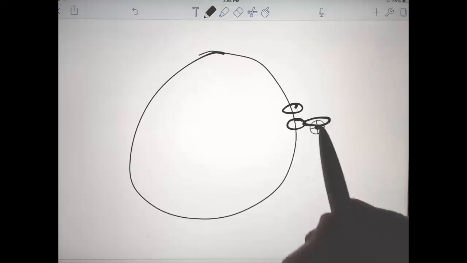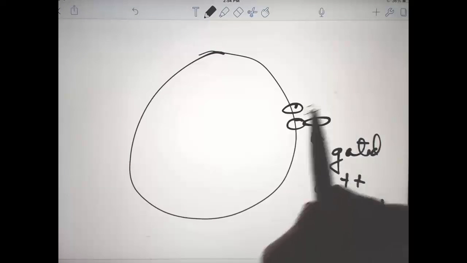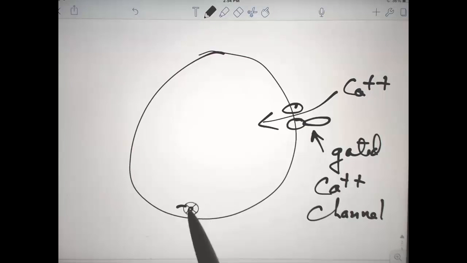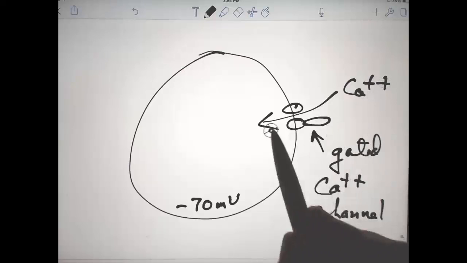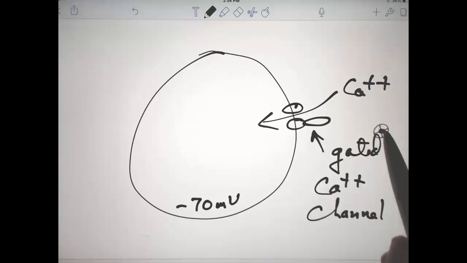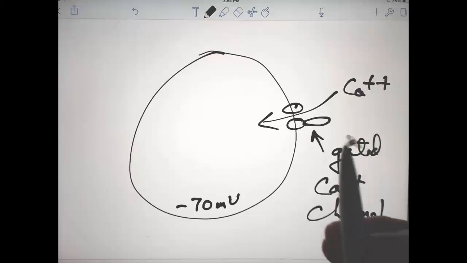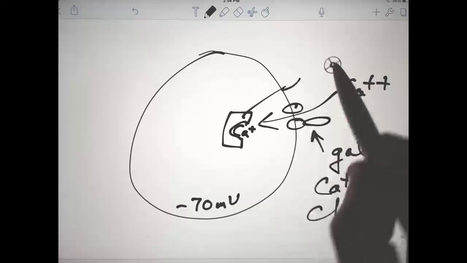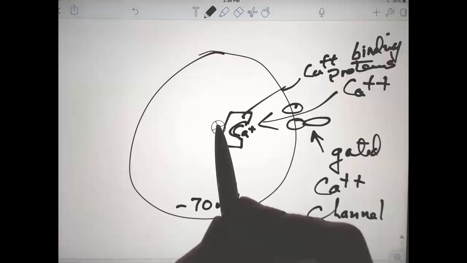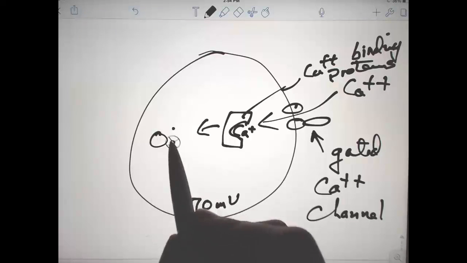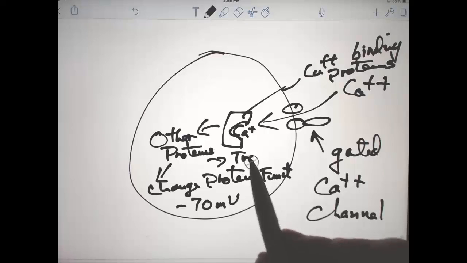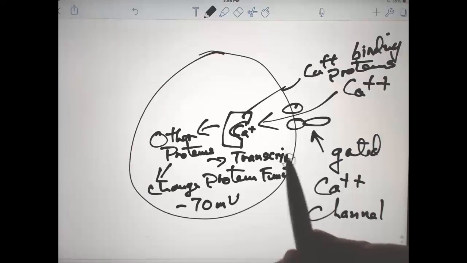So when a gated channel opens, calcium moves into the cell. Remember, the inside of the cell at rest of a typical cell is somewhere around minus 70 millivolts. So a cation, a positive ion, would move in, and it's going down a concentration gradient. Inside the cell, calcium can bind to calcium binding proteins that in turn interact with other proteins to change protein function or transcription and translation.